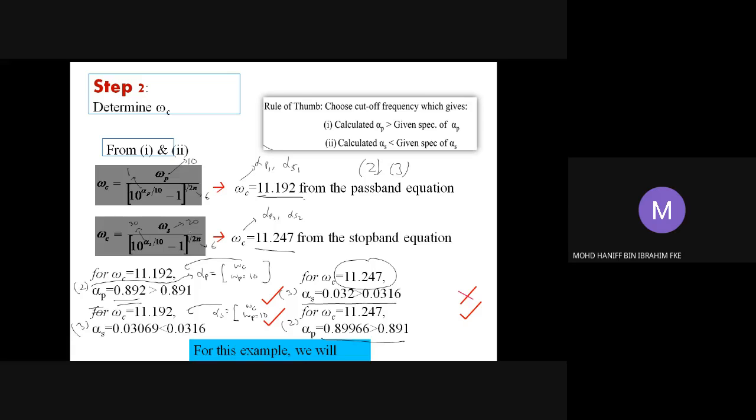Hopefully you have clearly understood this method, the process of calculating the cutoff frequencies here. Okay, so let us proceed further with calculation of the transfer function.